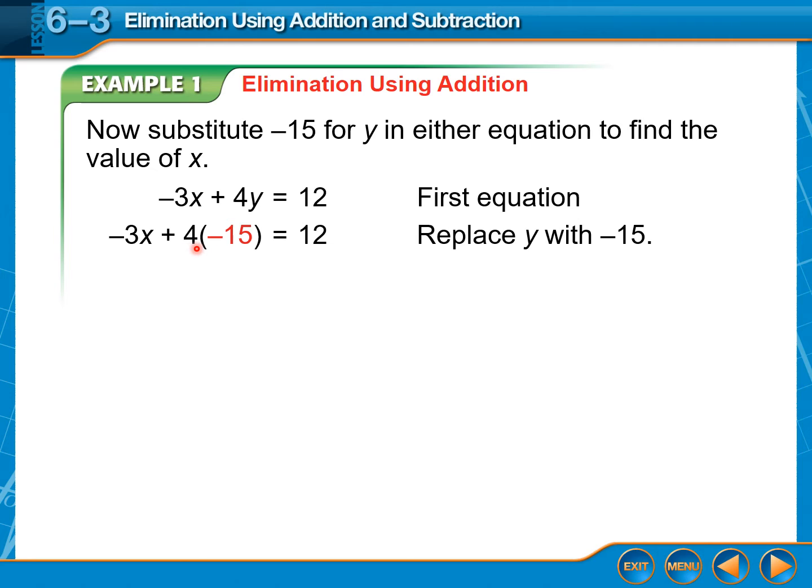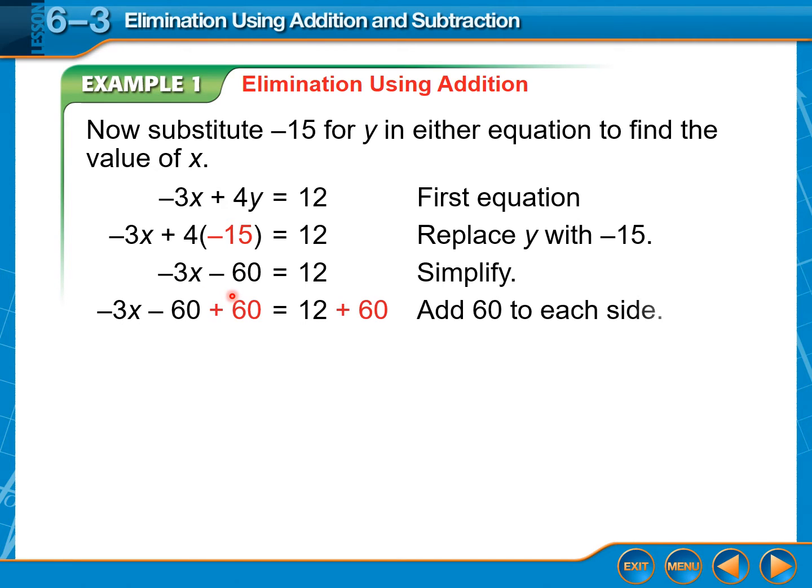So when I replace y with negative 15, negative 3x plus 4 times negative 15 is 12. Well, 4 times negative 15 is negative 60. So negative 3x minus 60 equals 12. So now I need to solve for x. Since I'm subtracting 60 here, I've got to get rid of the 60, so I'm going to add it to both sides. Negative 3x minus 60, add 60 to the left side, add 60 to the right side. So these 60s on the left cancel out, and we're left with negative 3x. And on the right side, we have 12 plus 60, which is 72. So negative 3x equals 72.